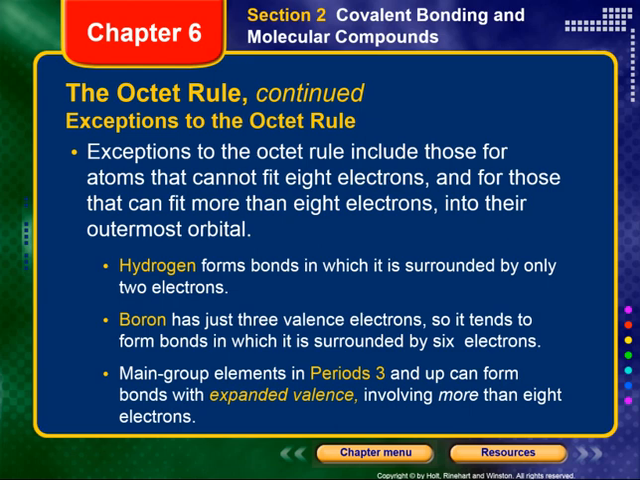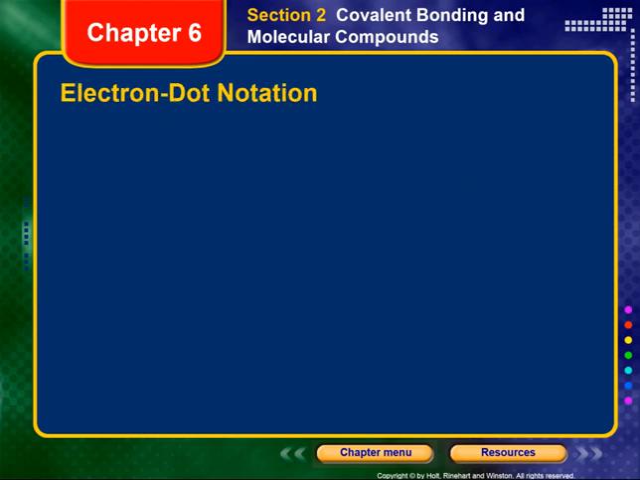But then main group elements in periods 3 and up can form bonds with expanded valences. That means involving more than 8. We're not going to deal a lot with those in this course because that involves some extra electrons being used from the d sublevel, and that's just a little bit beyond the scope of this course. We want to stick more often than not with the rule itself rather than the exceptions.